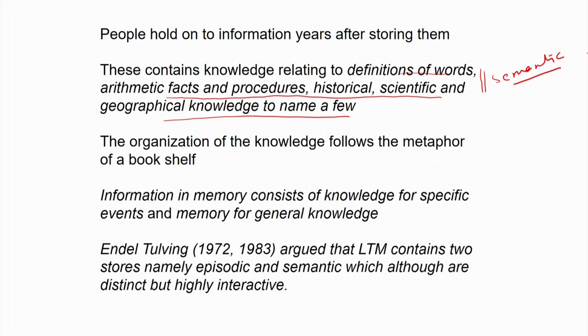What is the way in which memory is arranged? One of the earliest metaphors or analogs of how memory is arranged is the bookshelf metaphor. This is the semantic memory that I am talking about. So knowledge, facts, ideas, arithmetic properties, and all those, how are they arranged? One of the primary metaphors is the bookshelf.